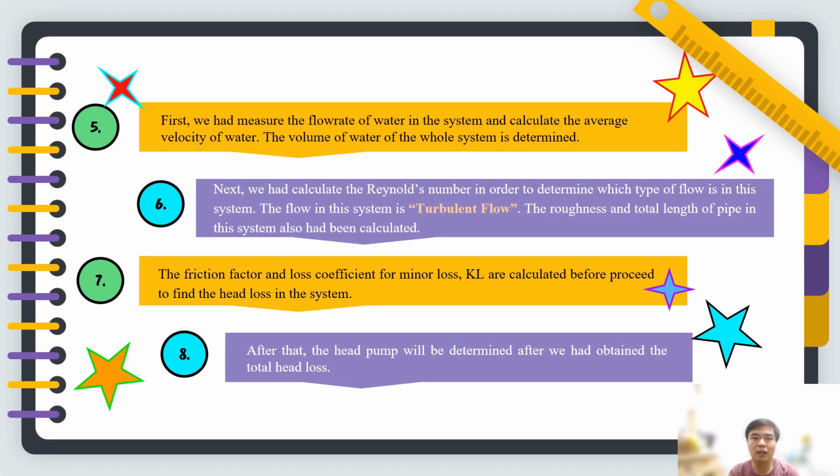For the calculation part, first we measure the flow rate of the water in the system and we calculate the average velocity. We also determine the volume of water for the whole system. Next, we calculate the Reynolds number to determine the type of flow. The conclusion that we get is that the flow is turbulent flow. We also determine the roughness and total length of the pipe. After that, we calculate the friction factor and the loss coefficient of minor loss, KL, before we proceed to find the total head loss. After we obtain the total head loss, we proceed to find the head pump.